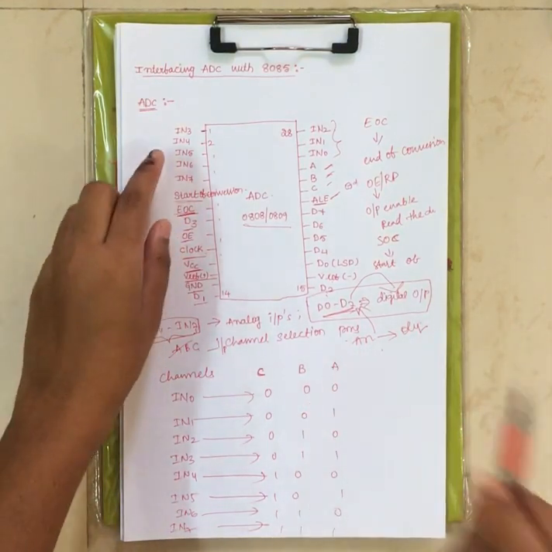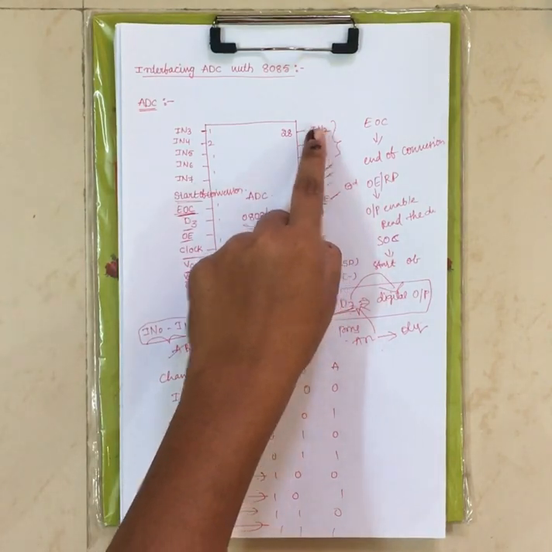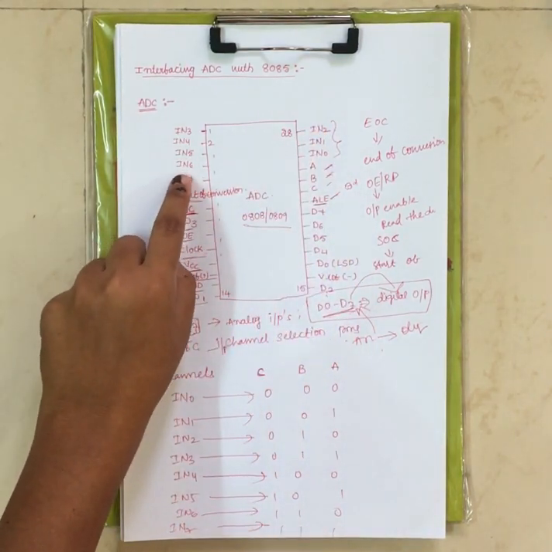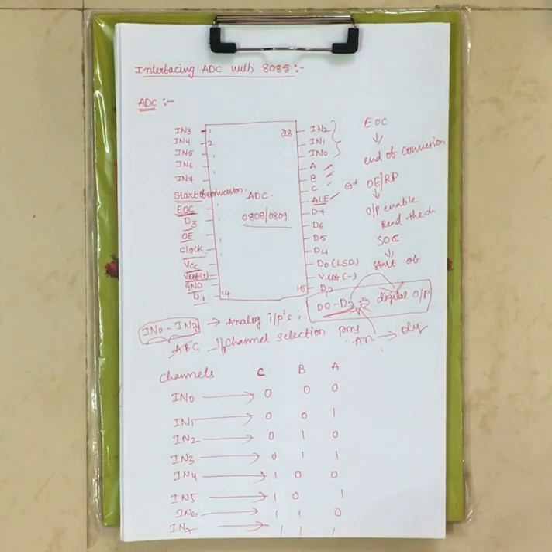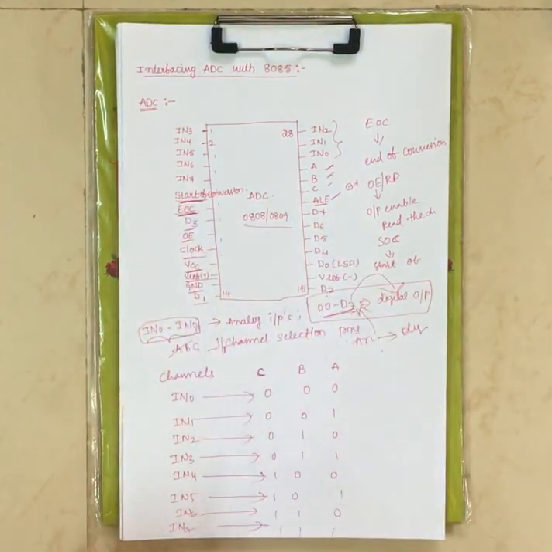Now let me briefly explain again. IN0 to IN7, that is IN0, IN1, IN2, IN3, IN4, IN5, IN6, IN7. These are your analog input channel pins. Now you have the next pin, start of conversion. That means ADC will start converting the analog signal to a digital signal.